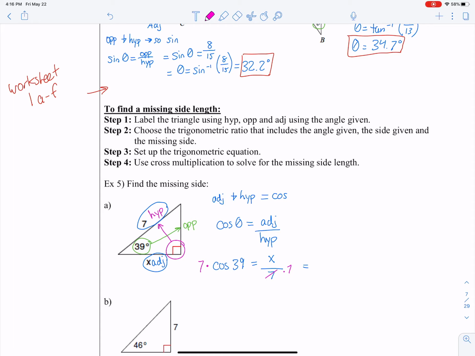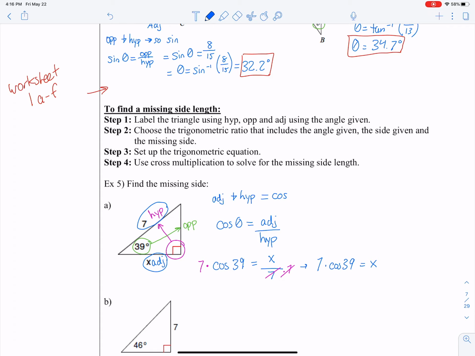When I multiply this, because it's dividing, these cancel, and I get 7. Well, let me not use equals. Hold on. Where's my eraser? Put an arrow. Okay, this is turning to this. 7 times cos 39 is equal to x. So my x now is alone.